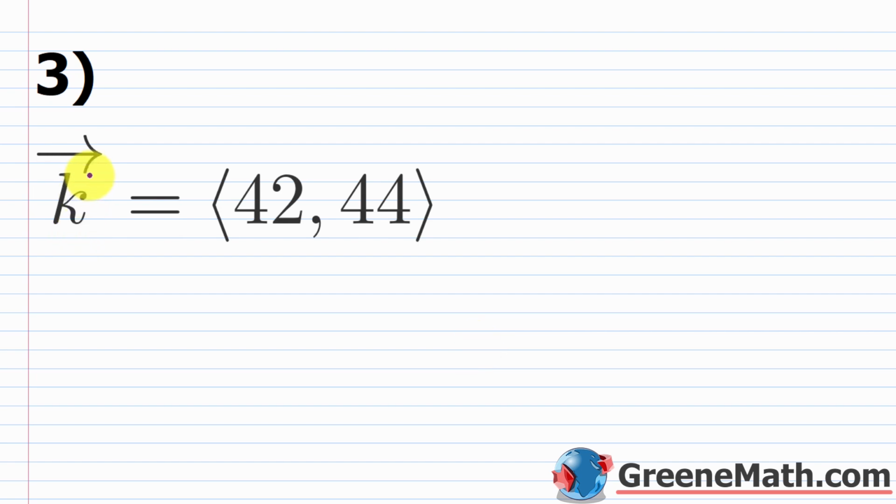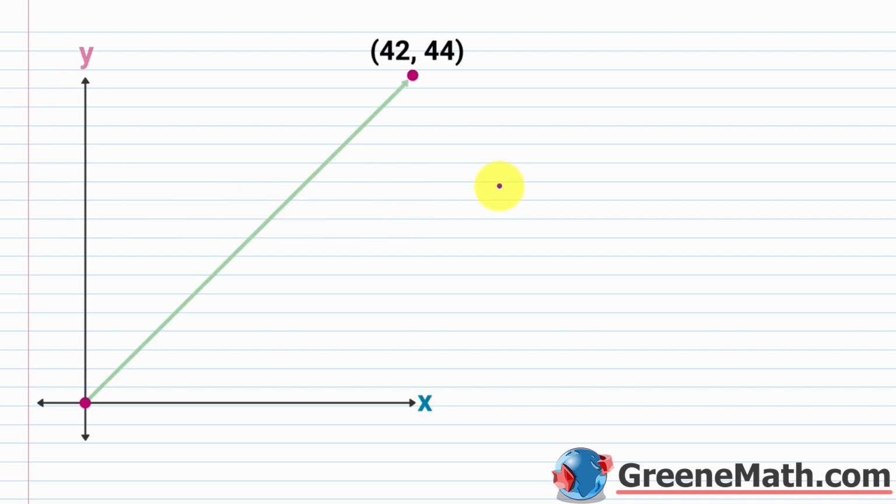All right, let's take a look at problem number 3. So here we have our vector k given to us again in component form. So the horizontal component is 42. The vertical component is 44. So let's just say that my vector k, again in component form, the horizontal component is 42.